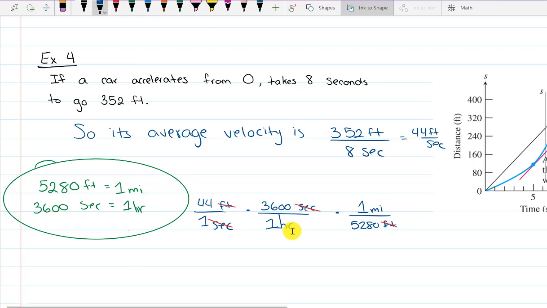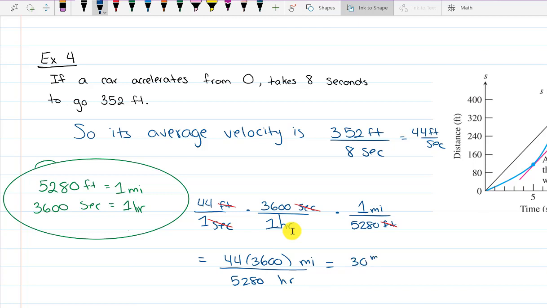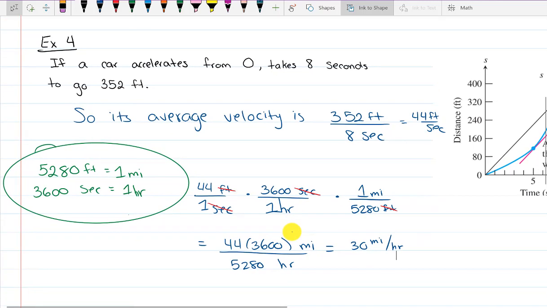And so you get that this is equal to 44 times 3,600 miles divided by 5,280 hours. And this works out to 30 miles per hour. So in the first 8 seconds, they've traveled 30 miles per hour.